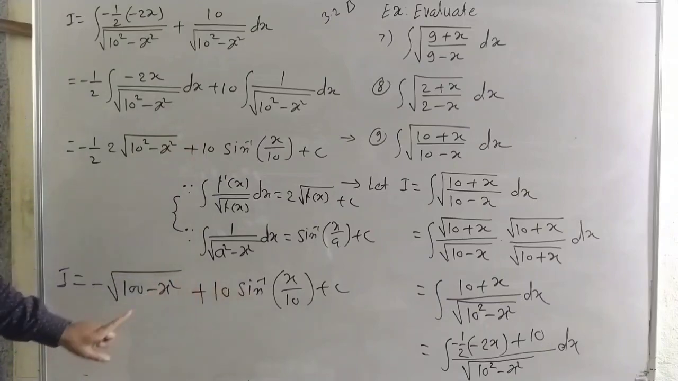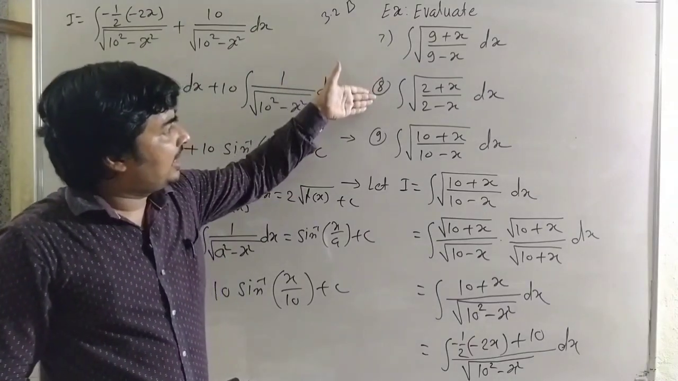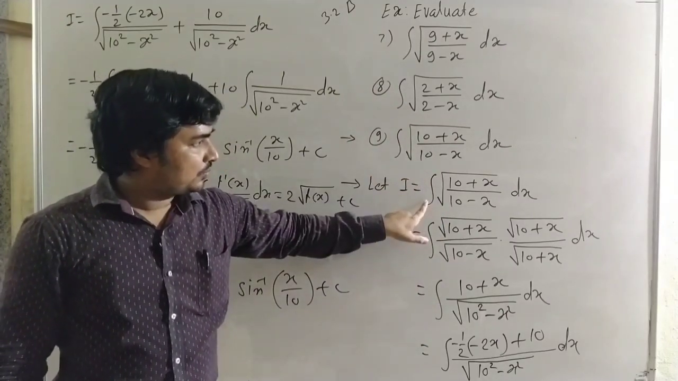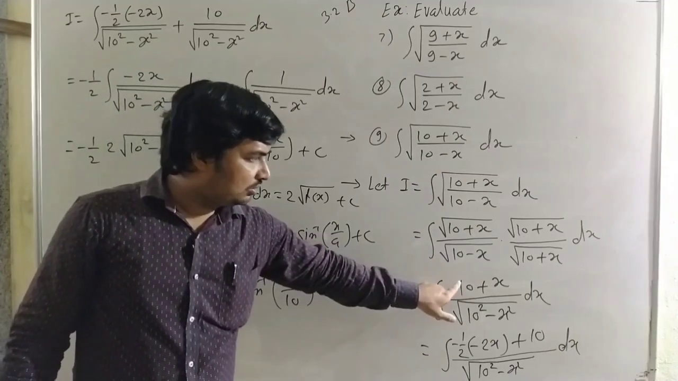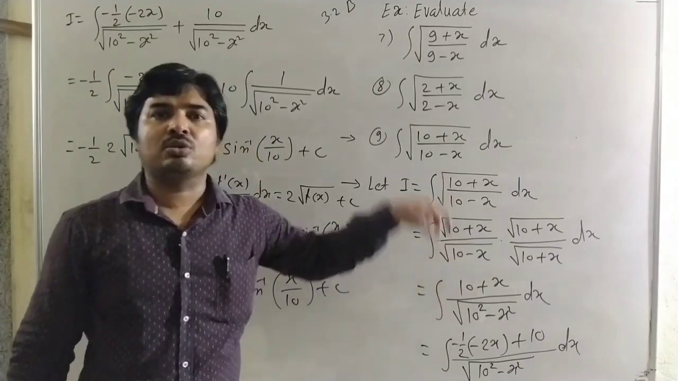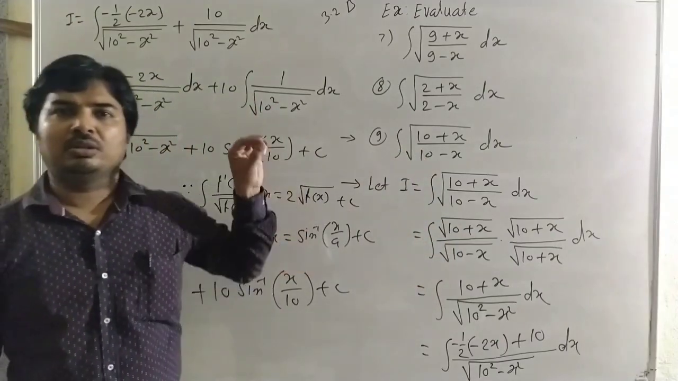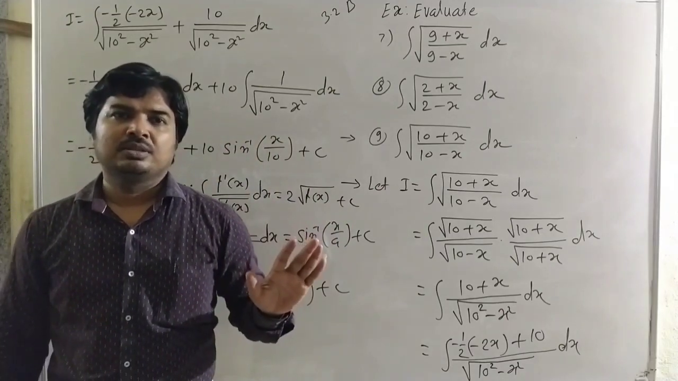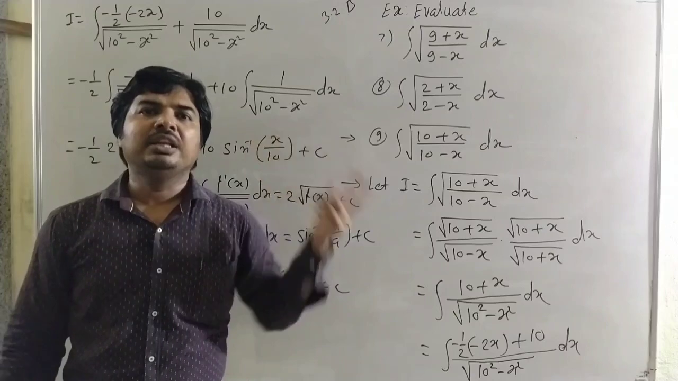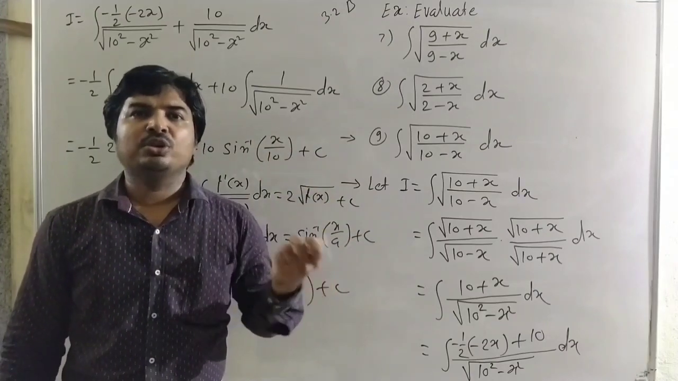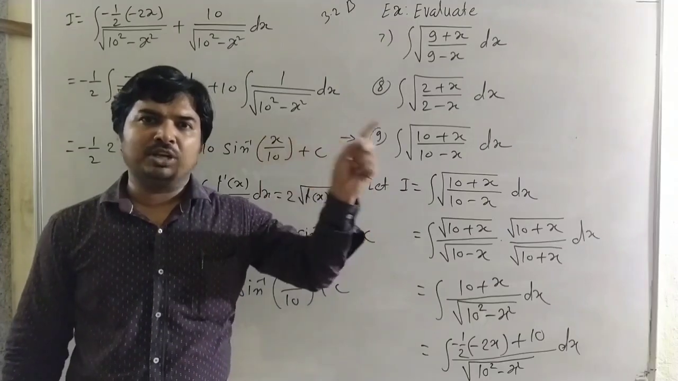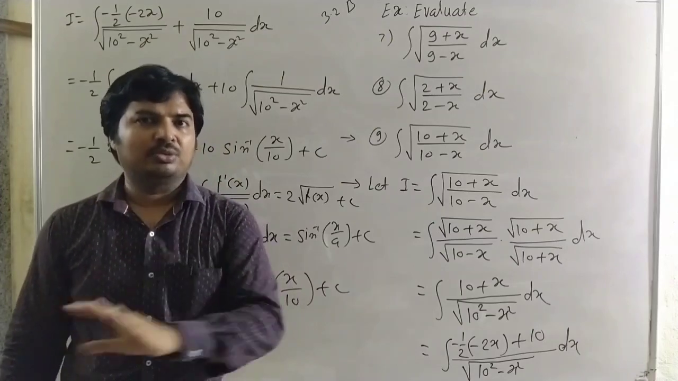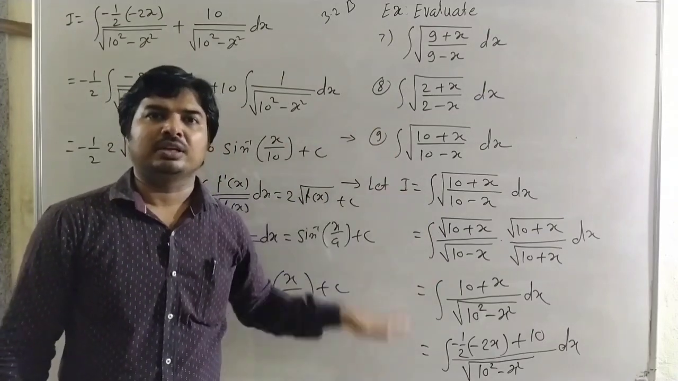See carefully: examples 7 and 8 are the same as this example. Examples of this form can be reduced into a linear function upon under root quadratic function. The process is to adjust the derivative of the quadratic function in the linear function. After adjustment we get two integrals: one is f dash of x upon under root f of x, and the other is 1 upon under root quadratic function. We can solve both integrals separately and get the answer.